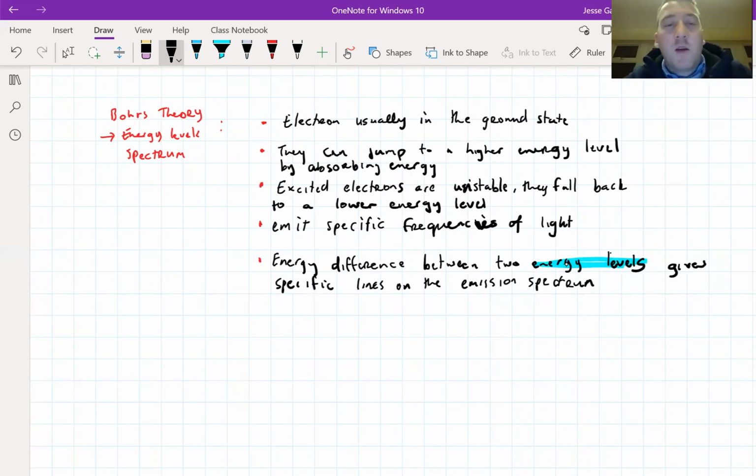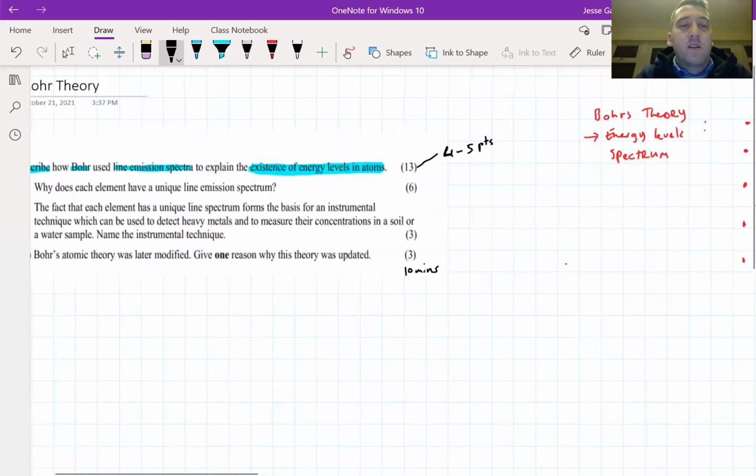I've got lots of time, so I'm going to pause and read back over my answer and make sure it makes sense. How does Bohr's theory prove that energy levels exist? And we need to talk about the spectrum. Electrons are usually in the ground state. They can jump to a higher energy level by absorbing energy. Excited electrons are unstable. They fall back to a lower energy level and they emit specific frequencies of light. The energy difference between the two energy levels that they've moved between gives specific lines on the emission spectrum. I'm pretty happy I'm going to get all the marks there.